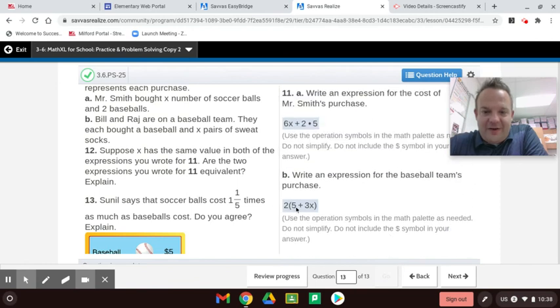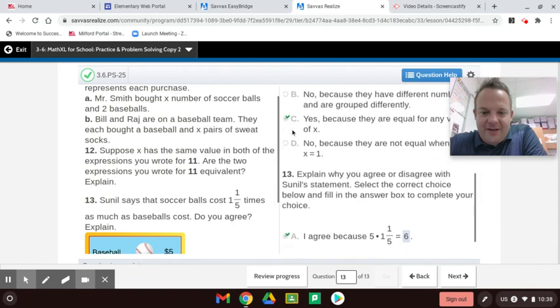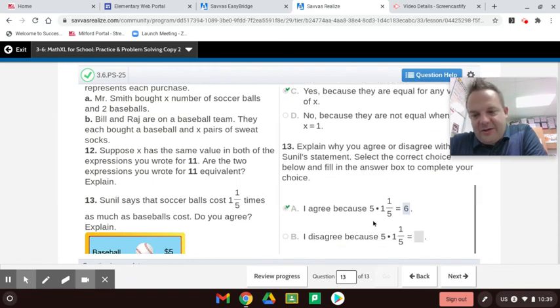2 times 5 is 10. You see that's equivalent there. And then 2 times 3x is 6x. See that right there? All right. And now remember what we did earlier when we did 5 times 1 and 1 fifth and we got 6? That means that this is true. All right. Wow, we did it.